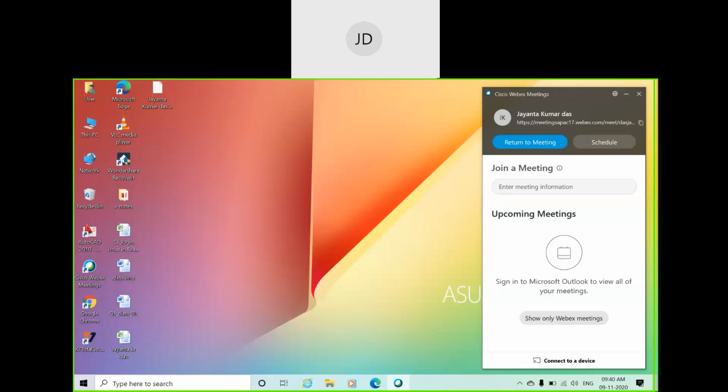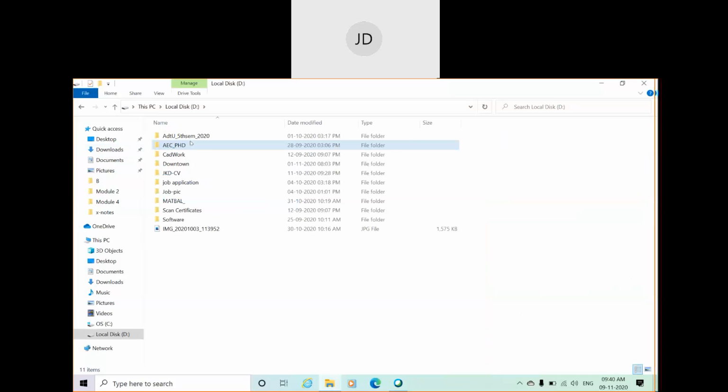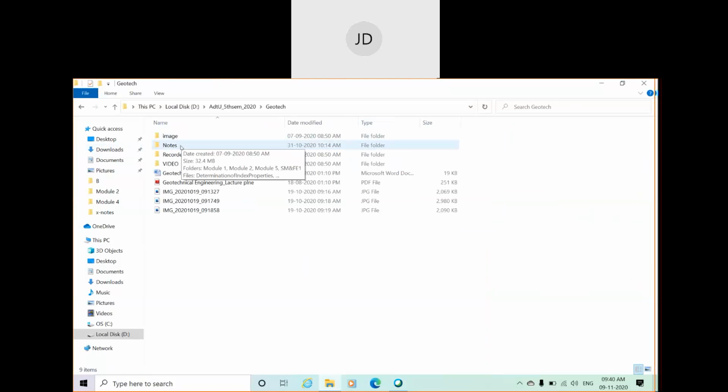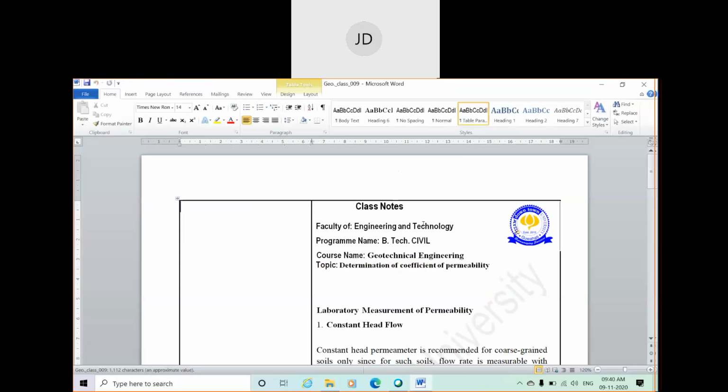So first let me share my screen. Yeah, it's one of the small topics here. I just want to give an introduction to the two methods which are used for determination of permeability, or you can say the coefficient of permeability. That is the K term.